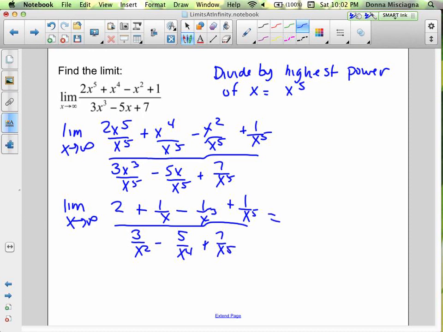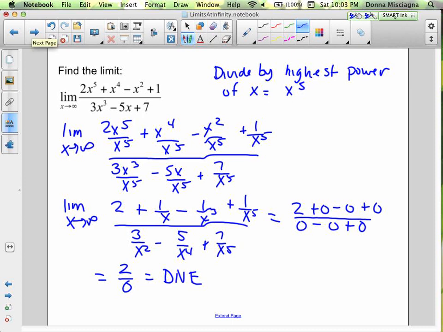All right, so the limit of 2 is 2. And then 1 over x is 0, and so is 1 over x cubed, and so is 1 over x to the 5th. In the denominator, 3 over x squared is 0. So is 5 over x to the 4th, and so is 7 over x to the 5th. Anybody who's got an x, no matter what power it is, in the denominator is going to 0. So we've got 2 in the numerator, 0 in the denominator.